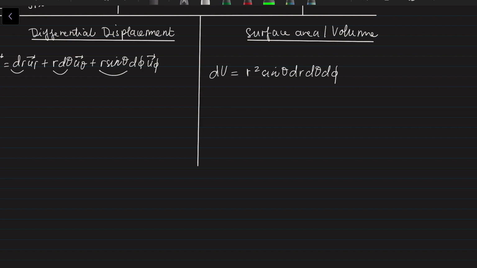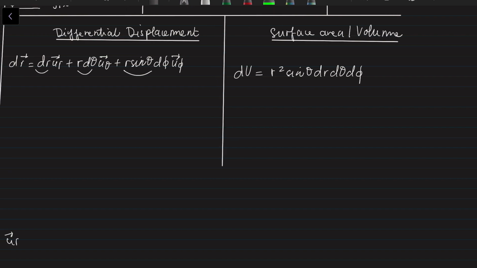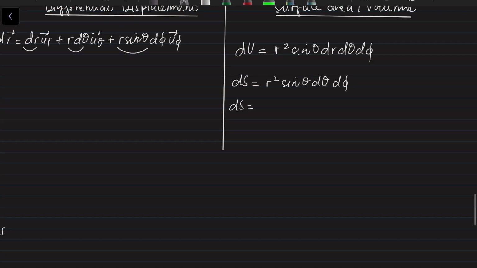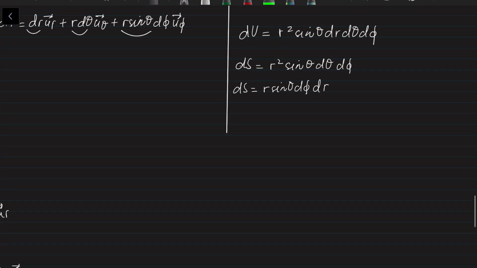And then if I'm only moving along two of the axes, so if I'm not moving along one of the directions, we have surface area elements. If I'm not moving along the r direction, my surface area element would be r squared sine theta d theta d phi. If I'm not moving along the theta direction, it would be r sine theta d phi dr. And if I'm not moving along the phi direction, my surface area element would just be r dr d theta.